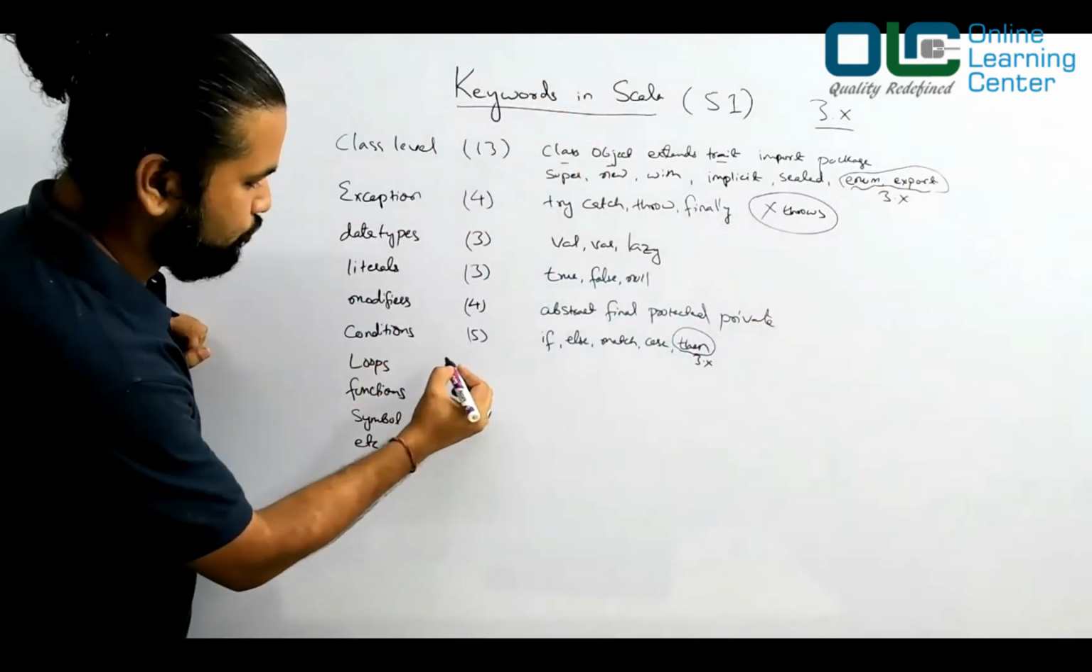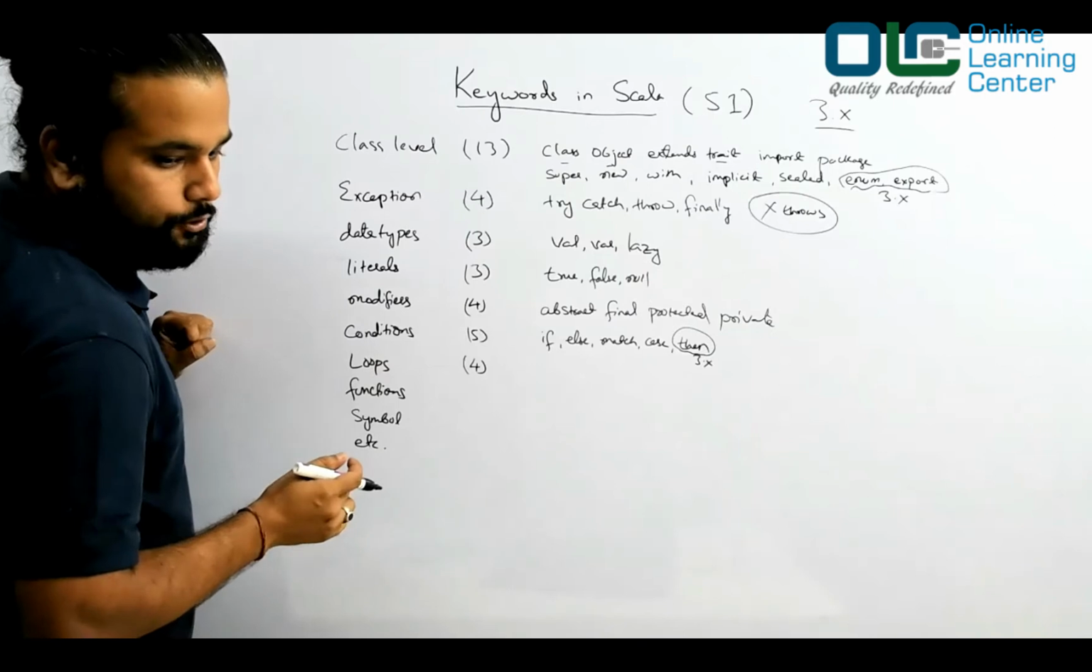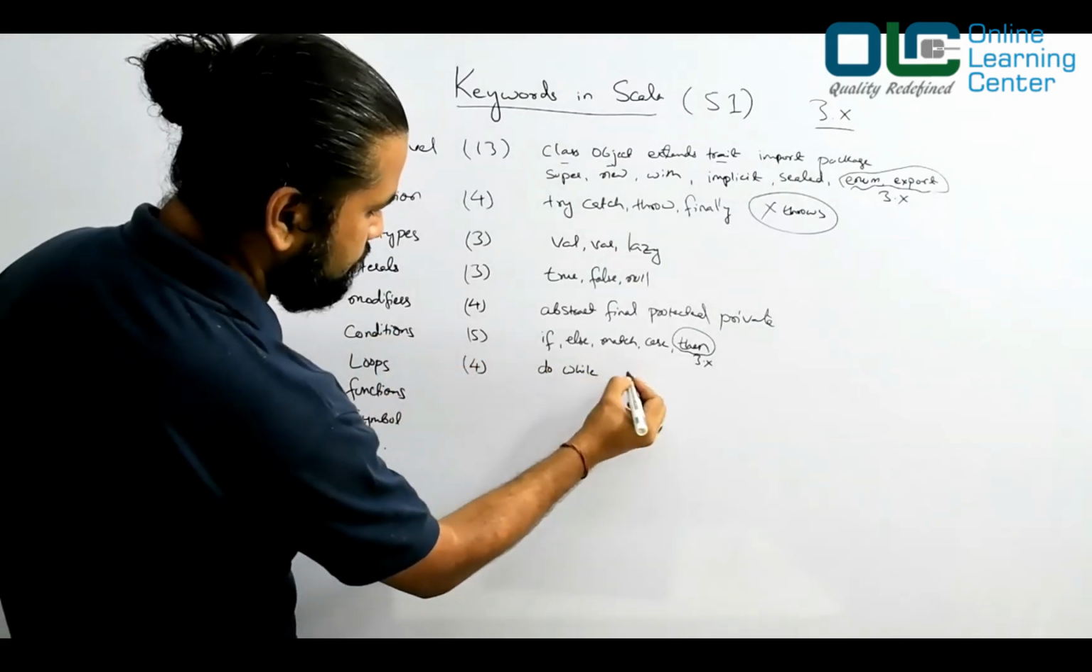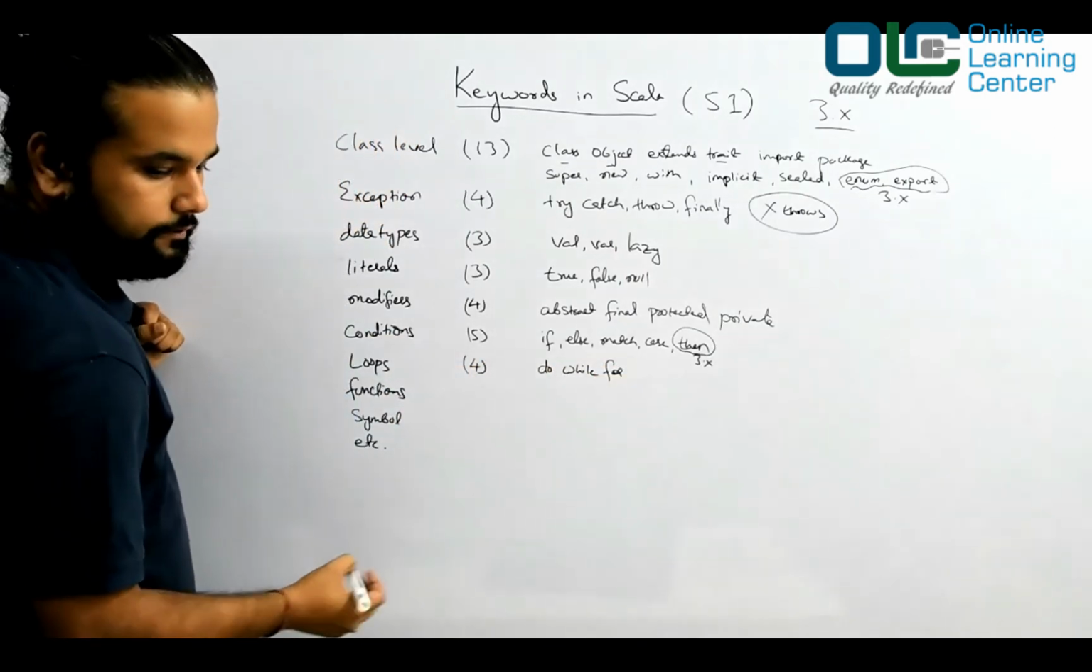Now let's talk about loops. You have 4: do, while, for, and then you have yield.